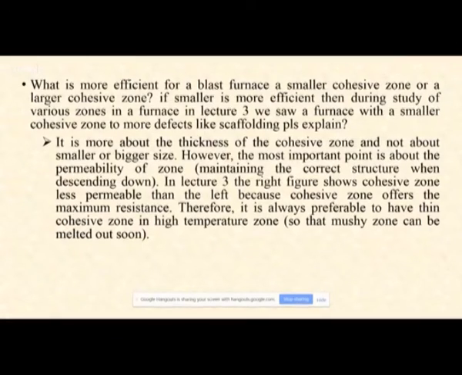And if you look at lecture 3 and the figure in it, you will see that the cohesive zone in the right side picture is quite thick, and it's a sort of mixed one and not thin, and not keeping the structured layer. So that one really is offering lots of gas resistance, due to which many defects come into the picture. That is actually the main reason.